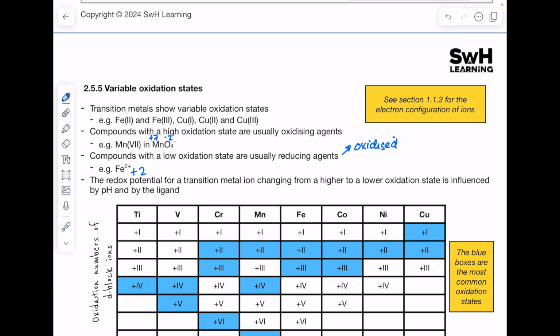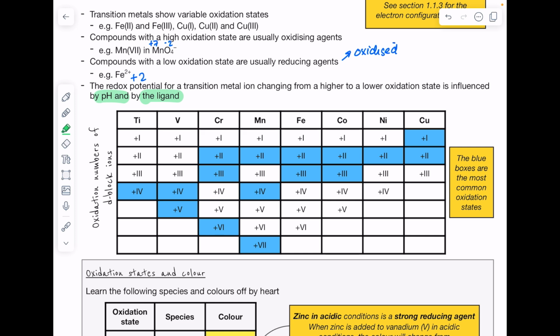The redox potential for a transition metal ion changing from a higher to a lower oxidation state is influenced by both pH and the ligand present. So we've got the oxidation states of d-block ions moving from titanium to vanadium, chromium, manganese, iron, cobalt, nickel and copper. As we can see, a huge variety in their oxidation states. The blue boxes indicate the most common oxidation states for each element.